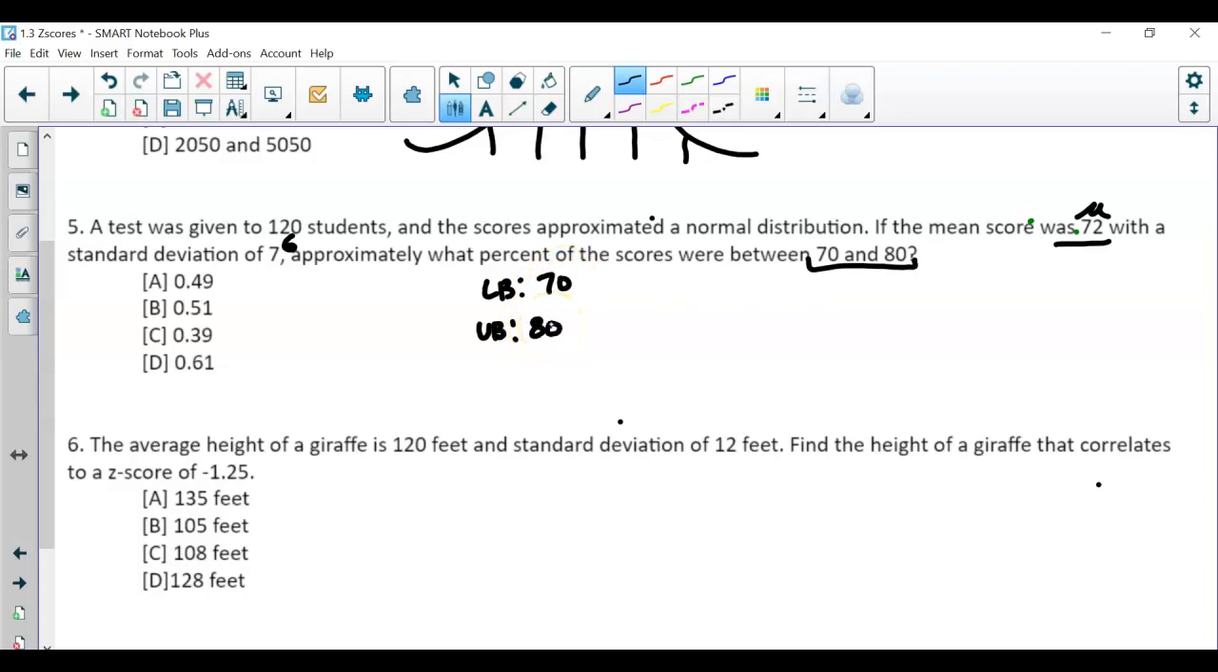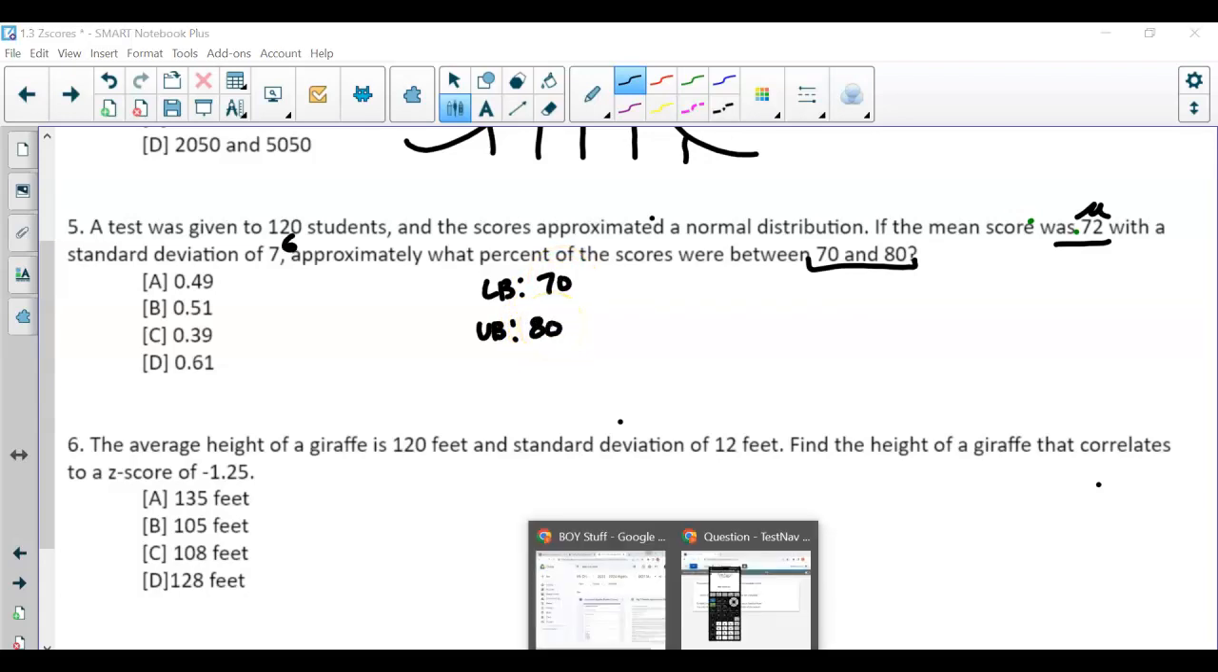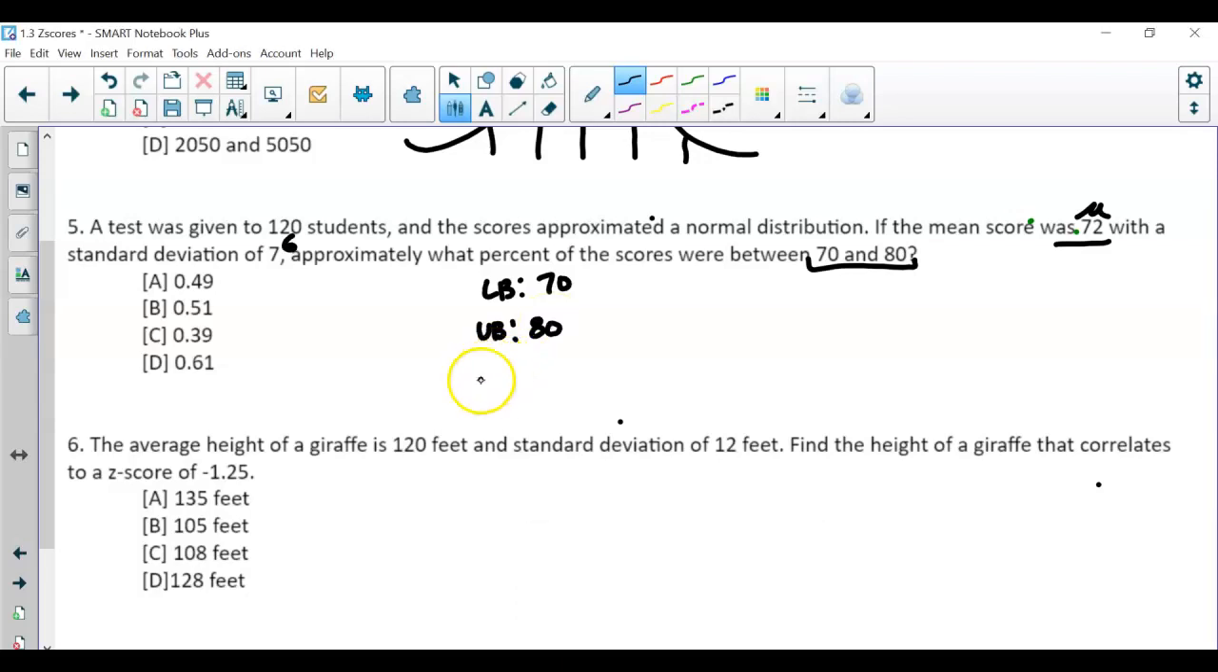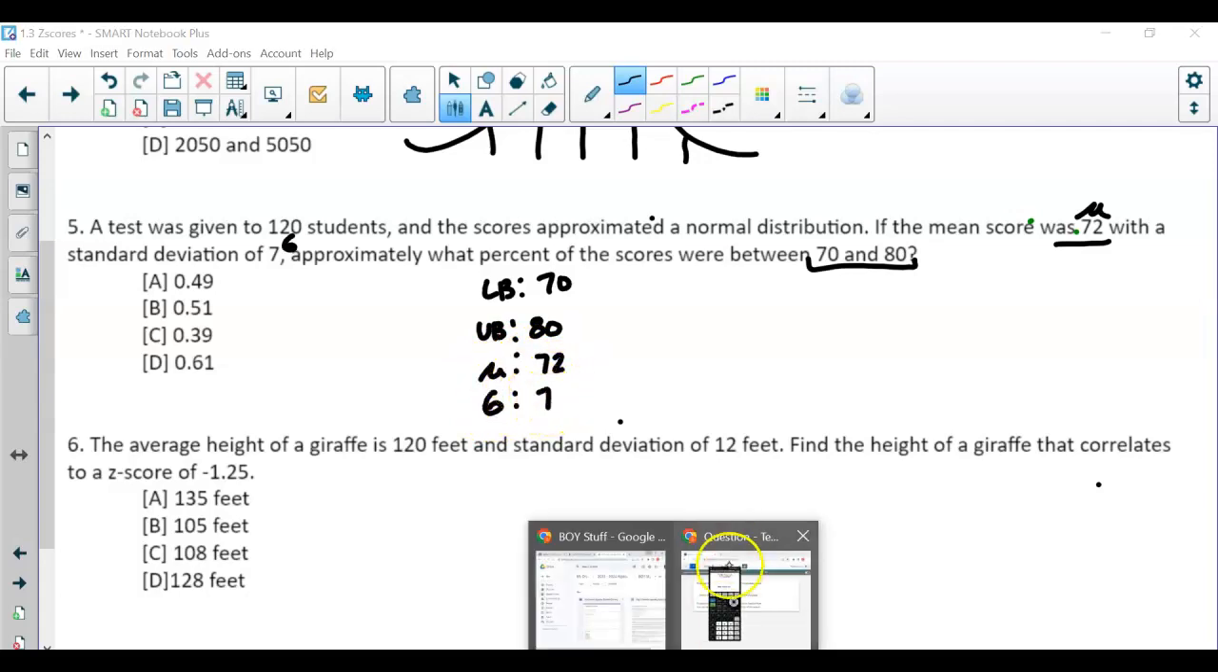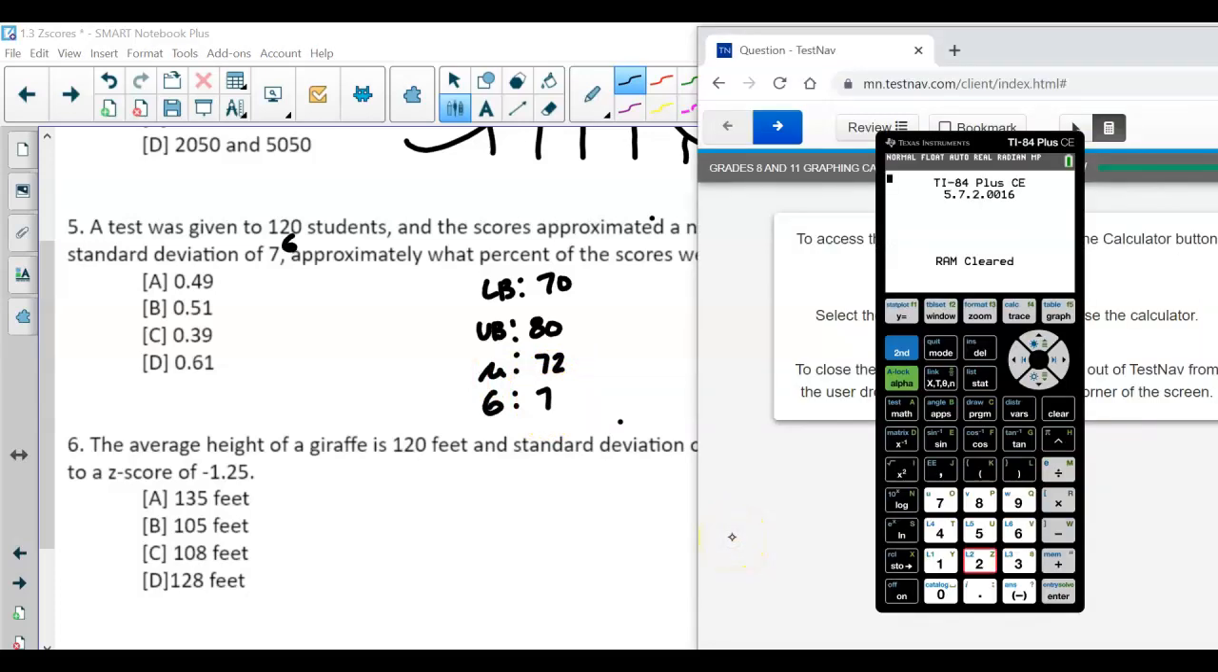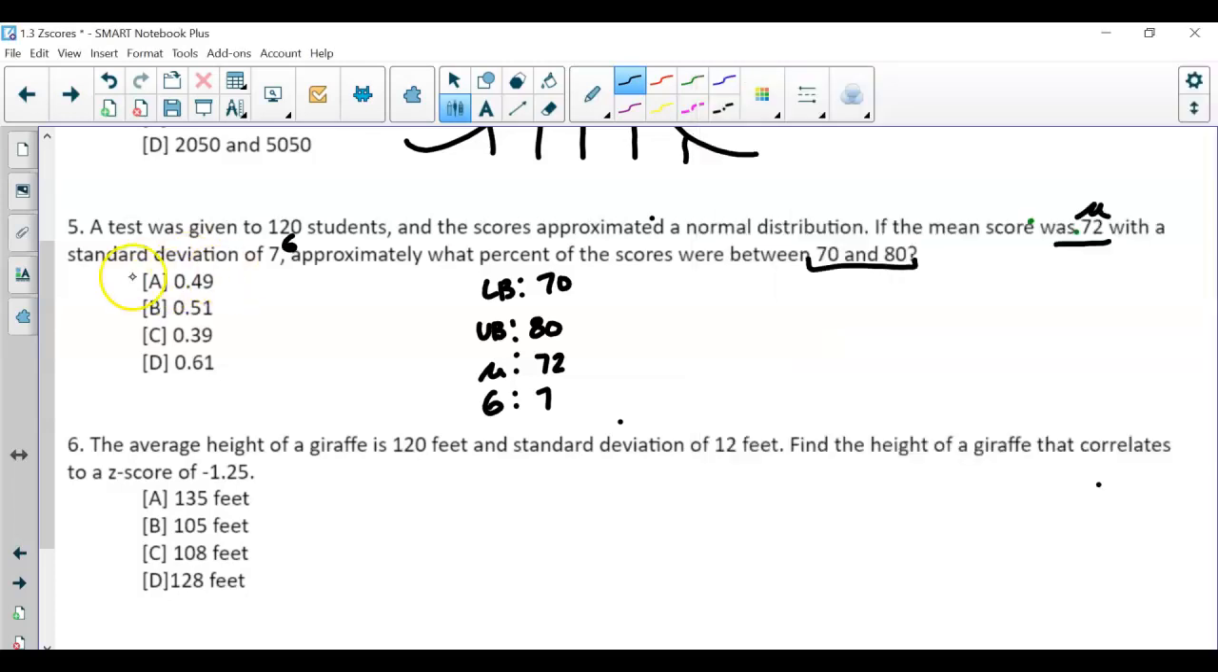So that means, let's see if you remember, going to the calculator and then the mean 72, standard deviation of 7. So getting the calculator, you had to press second vars, then go to option 2, normalcdf. So then here the lower bound, the upper bound, the mean, and standard deviation. And that's why the answer is A.